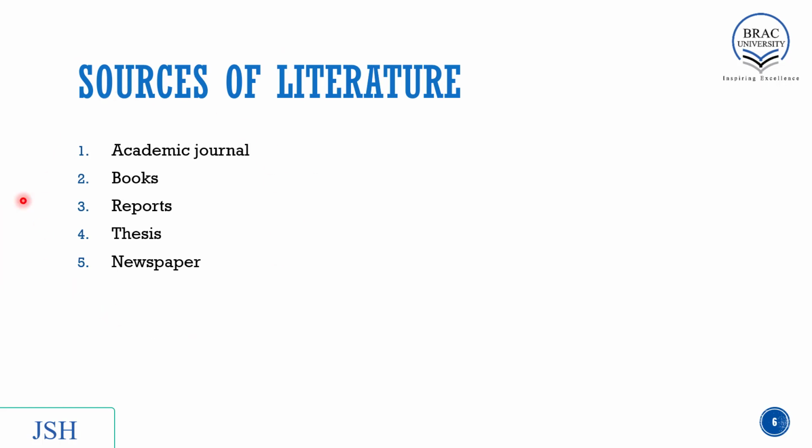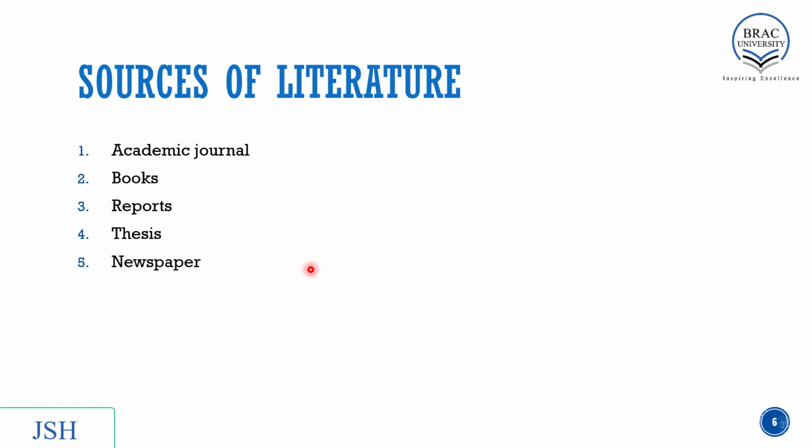Now, generally speaking, information collected from academic journal articles and books, they are of highest credibility. Then we have reports of famous organizations. Then we have PhD theses. And then finally we have newspapers. So whenever we are doing an academic research, we should try to collect data from academic journals, books, or famous reports first.